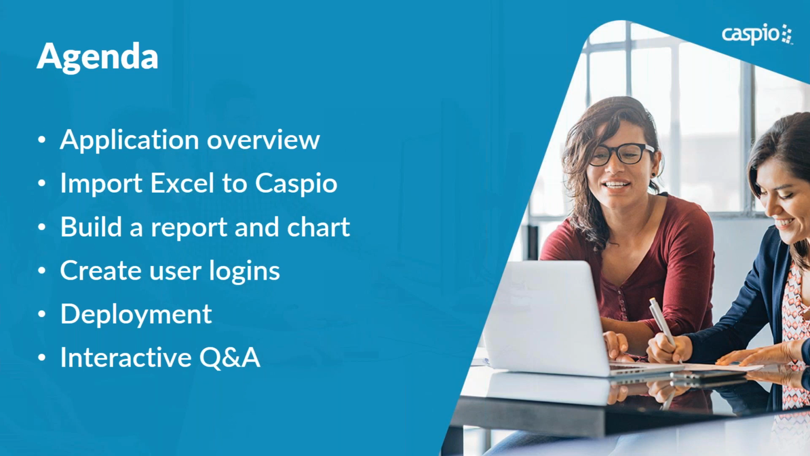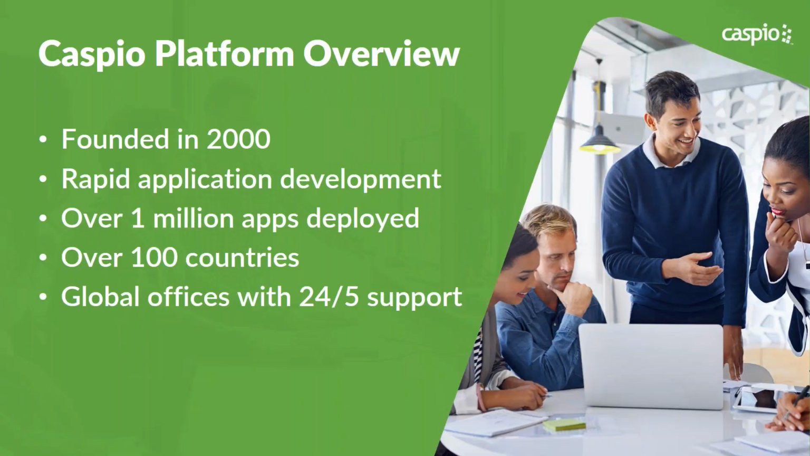Now, before I give you the application overview, I do want to quickly mention two things. I realize that we have a lot of people on the call who may not be intimately familiar with who Caspio is, so let me give you a quick overview on the company and the platform itself. Caspio was founded in year 2000. It was founded as a rapid application development platform. What does that mean? Well, that means that you can develop website applications much faster than using traditional development.